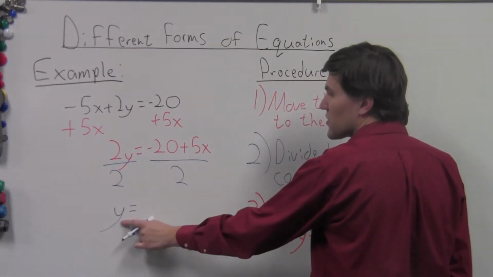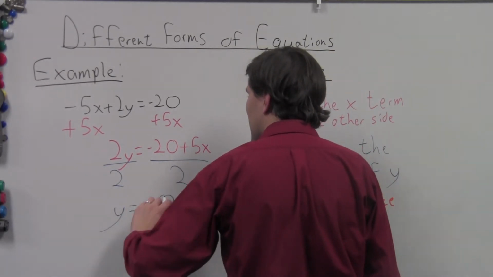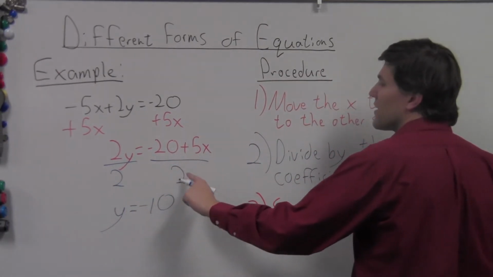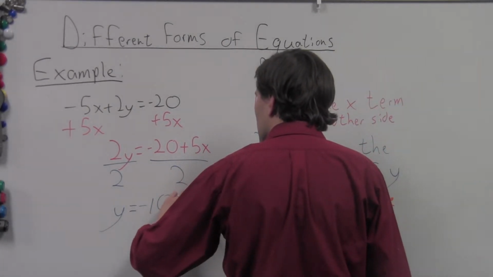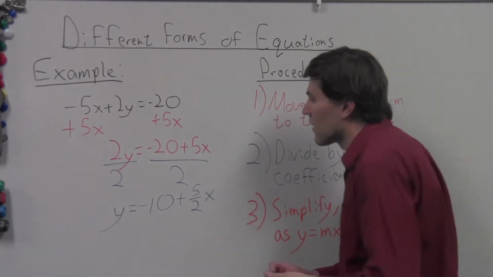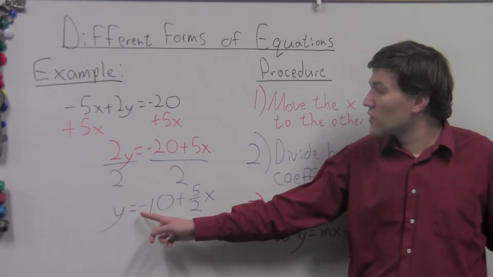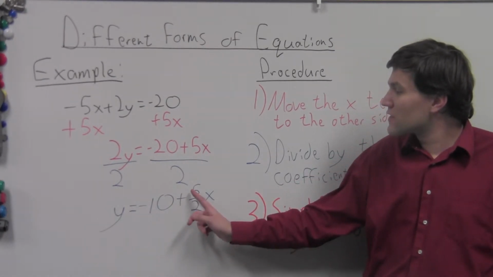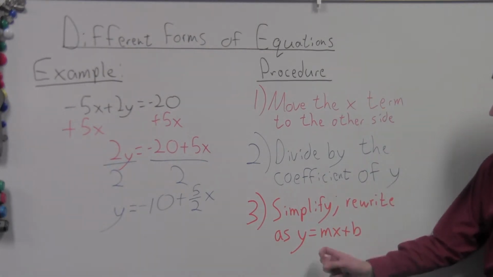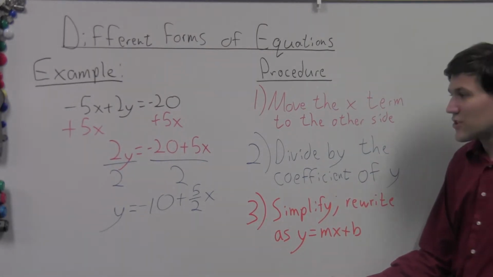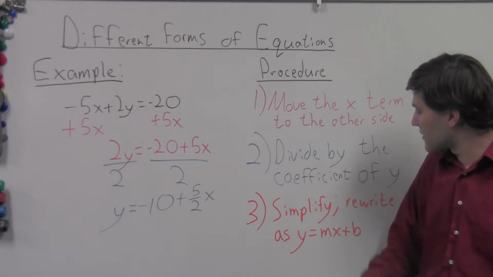2y divided by 2 is y. Negative 20 divided by 2 is negative 10. And 5x divided by 2, we're going to rewrite this as an improper fraction. So after this step, we have the equation y equals negative 10 plus 5 halves x. Our last step is to simplify if we need to. We've already taken care of our division, so we're all right there.